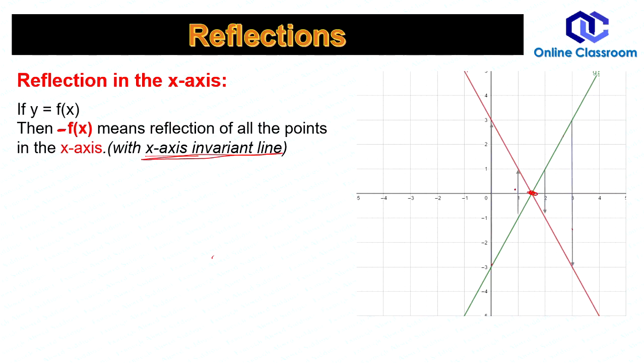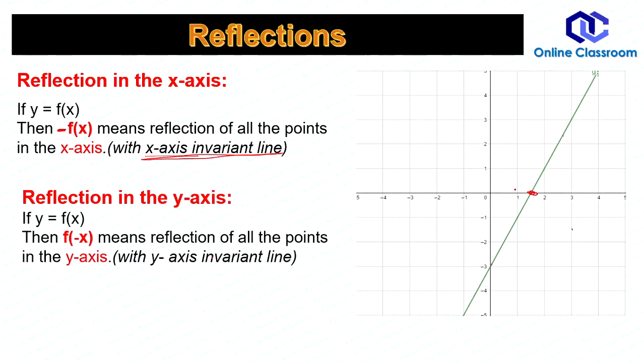What about reflection in the y-axis? Here you need to show negative sign with the domain like this, and the y-axis becomes the invariant line, that is this point on the y-axis remains unchanged, this point remains unchanged. This small line comes here, reflection, and that line comes there, and you have complete reflection in the y-axis, and the y-axis works like a mirror here. Treat y-axis like a mirror. See the diagram.